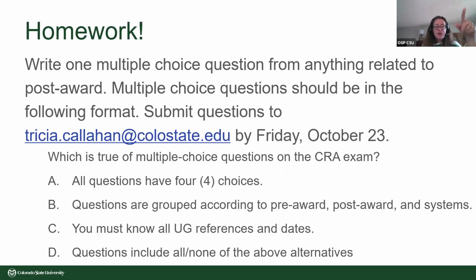So just for fun, what is true of multiple choice answers on the CRA exam? A, all questions have 4 choices. B, the questions are grouped according to pre-award, post-award, and systems. C, you have to know all uniform guidance references and dates. Or D, questions include all of the above and none of the above alternatives. What's the correct answer here? A, right? Very good. A.